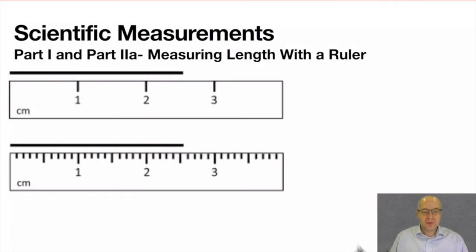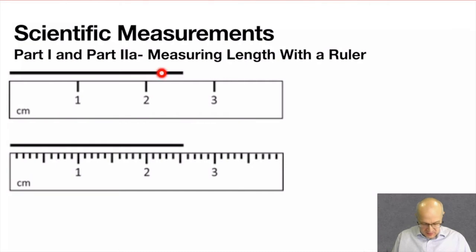Part 1 and 2, 2A, measuring length with a ruler. Now, to measure length with a ruler, you have to first look at the ruler carefully and examine the graduations or the tick marks on that ruler. The tick marks are usually black and sometimes red or green depending on the manufacturer. You have to examine it and say, okay, every tick mark means this. So let's take a look at this one here. This ruler, every tick mark that's written on this ruler is 1 centimeter. The unit is right over here. Usually it's printed in the bottom left-hand corner. Sometimes it's printed somewhere else, but usually bottom left-hand corner.